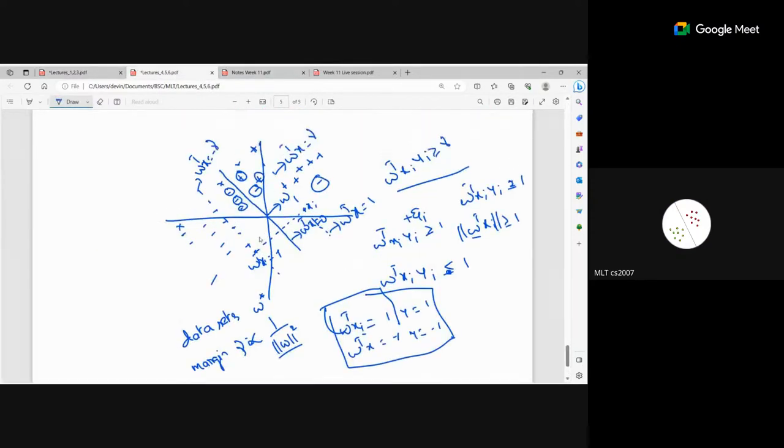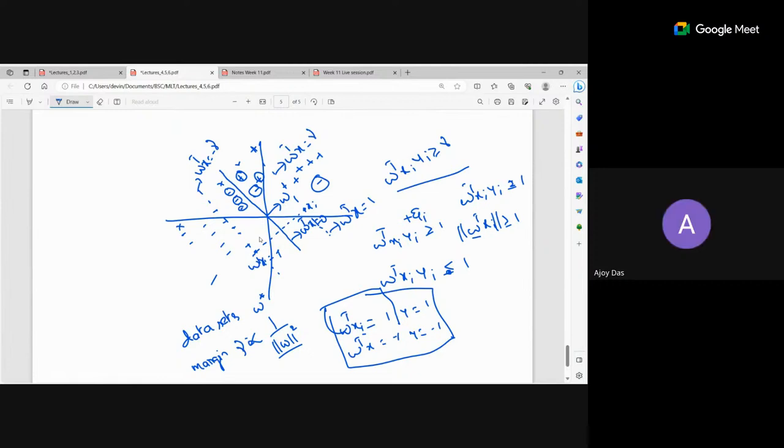I just told you how you decide. You find a point which satisfies W transpose X equals 1. You find that particular point, and then correspondingly you find the closest point here, the closest point which satisfies W transpose X equals minus 1. The distance is going to give you the margin. This distance is going to give you the margin.